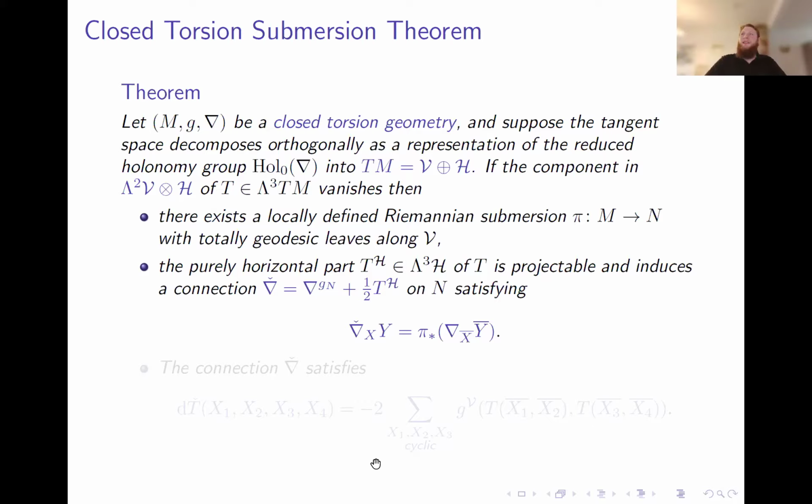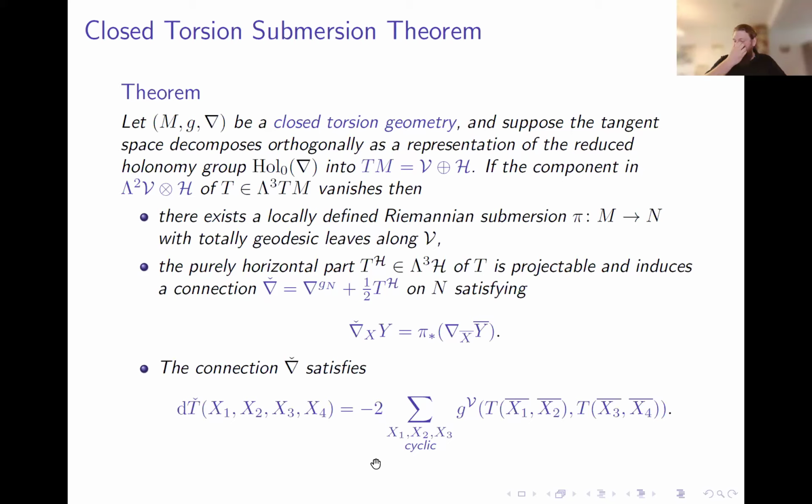Now, the last part was that in the parallel torsion case, this base geometry was again the parallel torsion geometry. So one would hope that maybe the base geometry here is again a closed torsion geometry. Turns out that doesn't really work. Instead, we get this second mixed part of the torsion that restricts our closed torsion on the base. So usually this will not vanish.